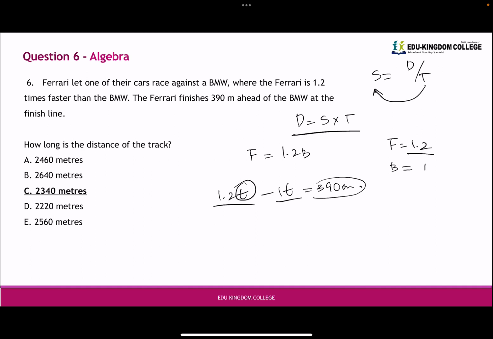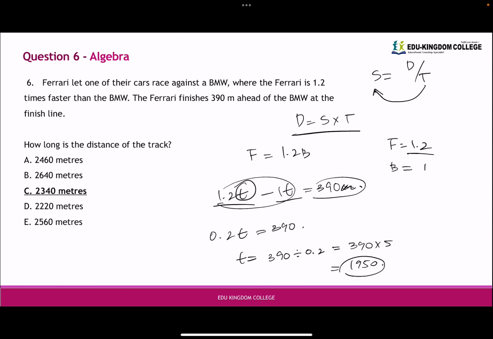All right, let's remove the meters. And so 0.2t, if we subtract these two, equals 390 meters. So t equals, if we move this over, 390 divided by 0.2, which is the same as 390 times 5, which equals 1950. Now, this is how far the BMW travels. So we found t, or 1t, which is how far the BMW travels.